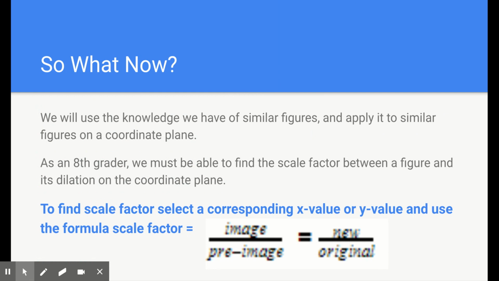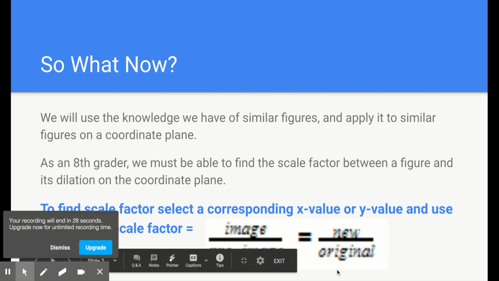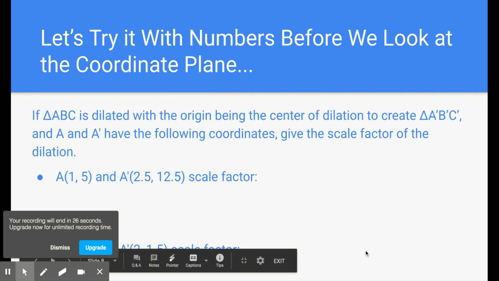So what now? We will use the knowledge we have of similar figures and apply it to similar figures on a coordinate plane. As a 7th grade GT student, we must be able to find the scale factor between a figure and its dilation on a coordinate plane. So to find scale factor, select the corresponding x value or y value and use the formula for scale factor, which is image over pre-image, or new over old, or new over original.